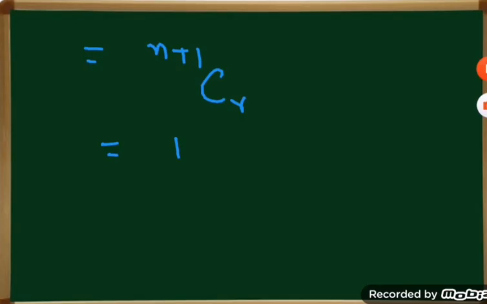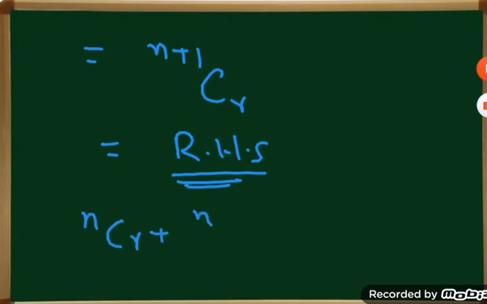Hence proved that nCr plus nCr minus 1 is always equal to n plus 1Cr. This is the required result.